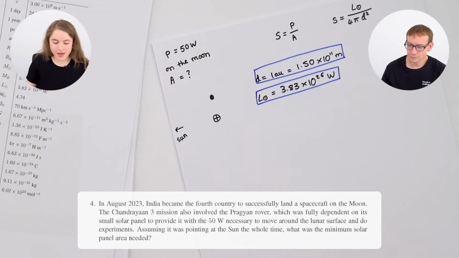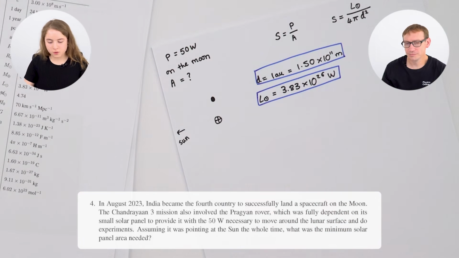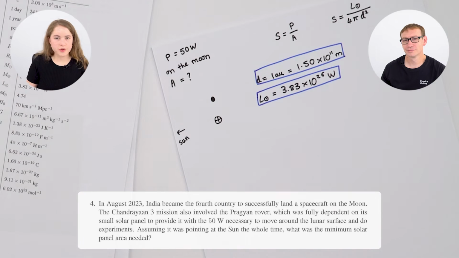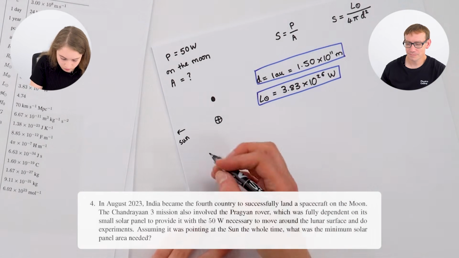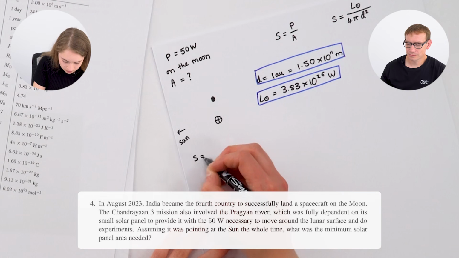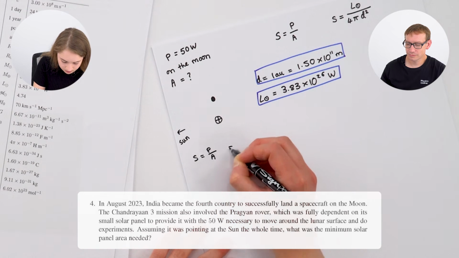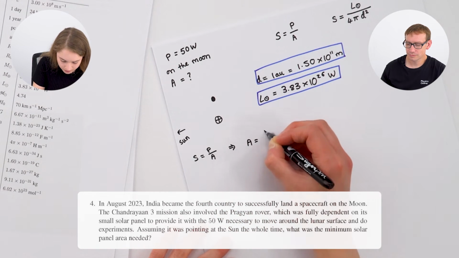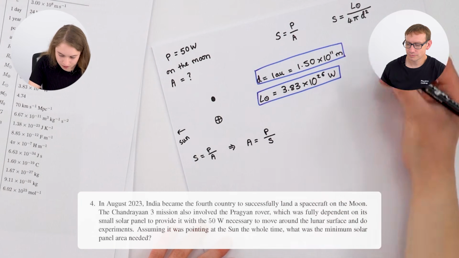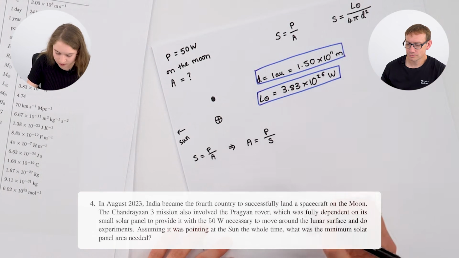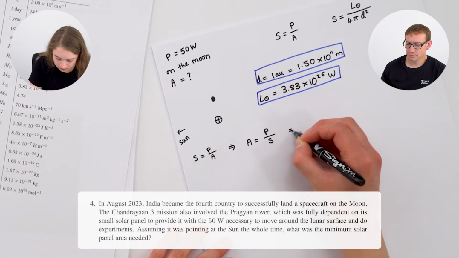What we really want is A, though. We broke down the previous question into a few steps. What I'd usually recommend doing is to substitute in symbolic formulae, rearrange, and then put in your numerical values. So we know that S equals P over A. So what we really want is the area, which is P over S. But we also know that S is equal to this formula here. So let's substitute that in.